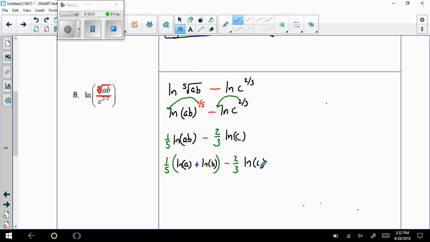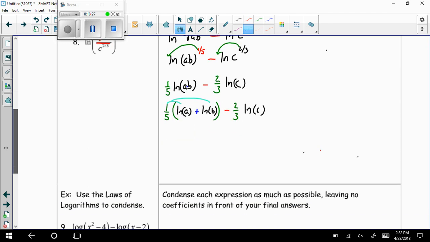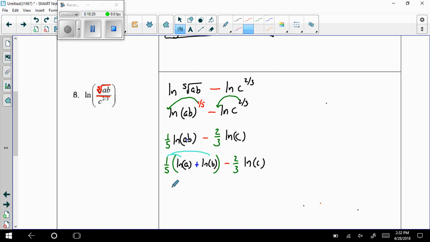Last step, again, I would probably accept this, but I also want to distribute that 1/5 through because sometimes we're going to need to do that in order to simplify. And this would become 1/5 natural log of A plus 1/5 natural log of B. And we still have that minus 2/3 natural log of C. And again, we would stop there.